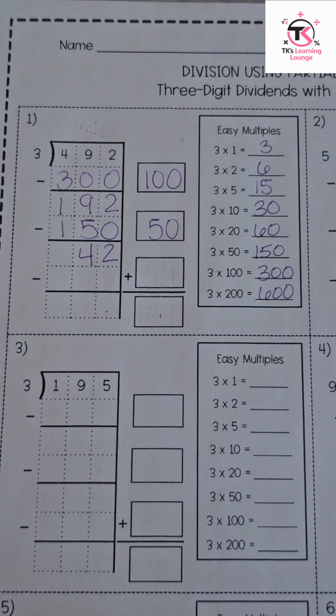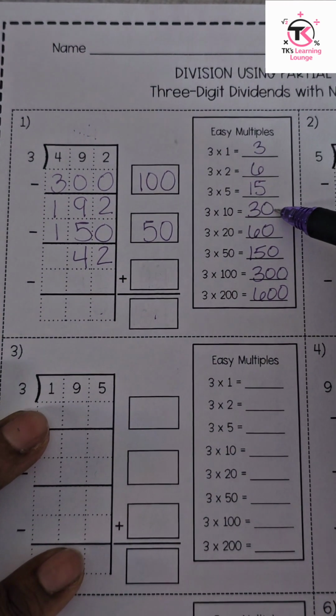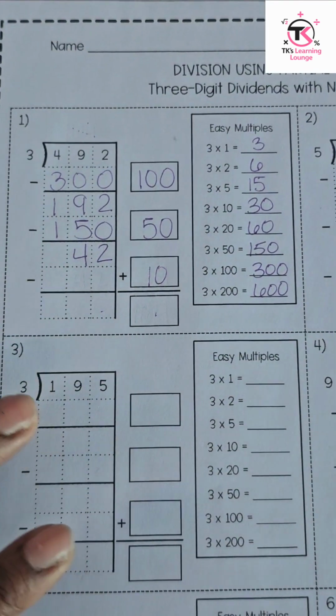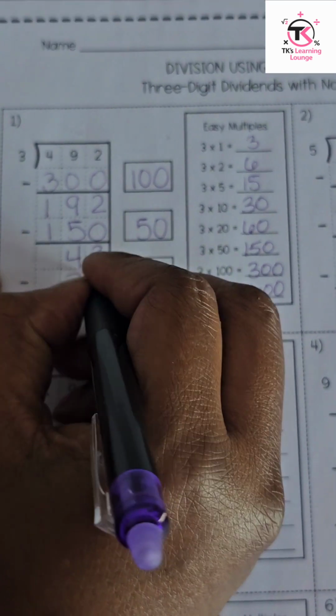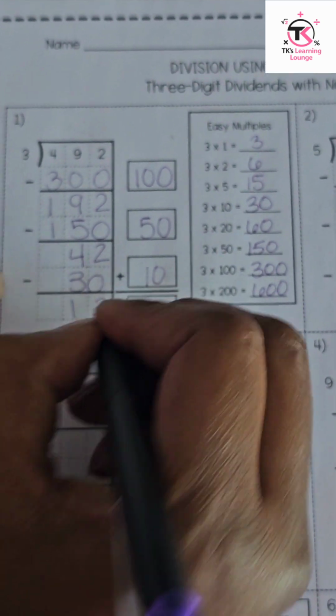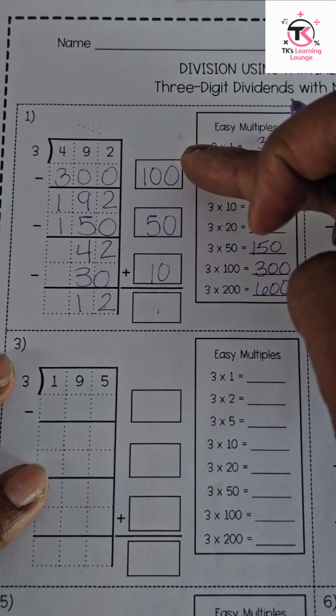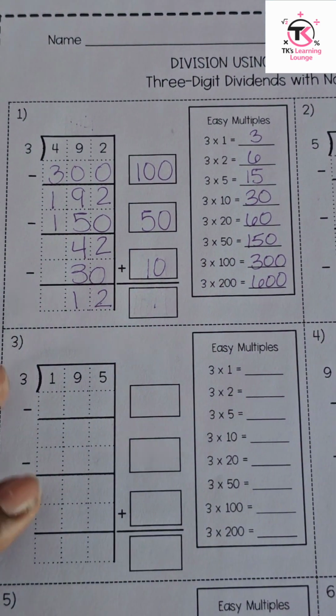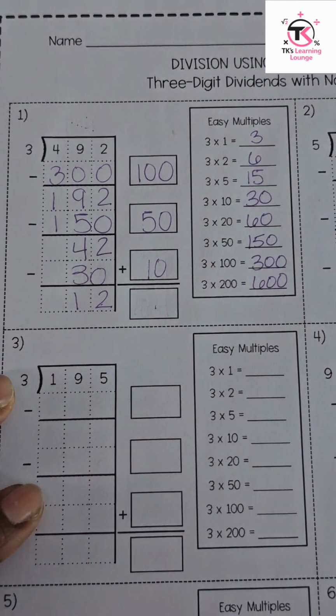Now, if I'm not there yet, I would continue to use my guide, and I see that 3 times 10 is 30. I'm going to write down my 10. I'm going to bring over 30. That leaves me now with 12. So even though I don't have any more boxes, I can still take another step. You can take however many steps as you need to. And now 12 is a number that I can work with.